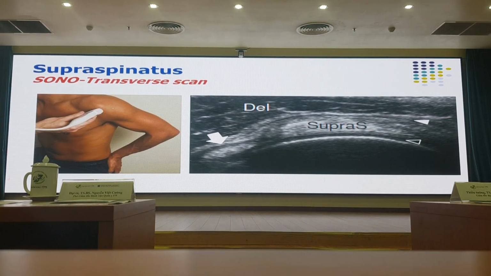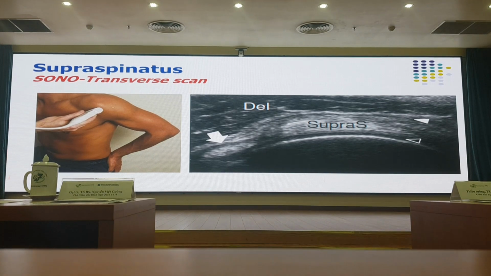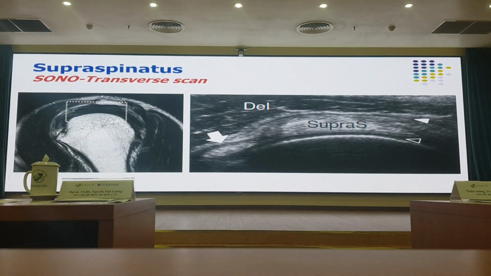After that, I rotated the probe to find the transverse scan, and it looks like a sector view of the MRI in the supraspinatus scan.